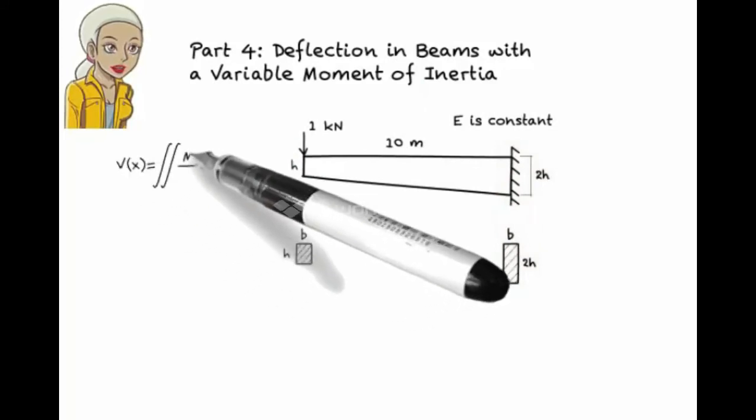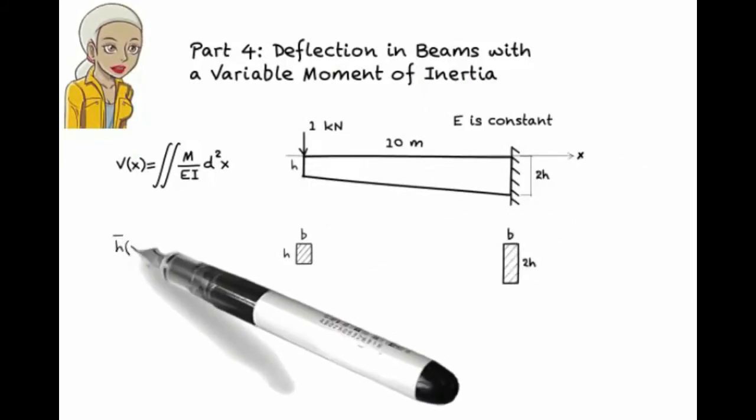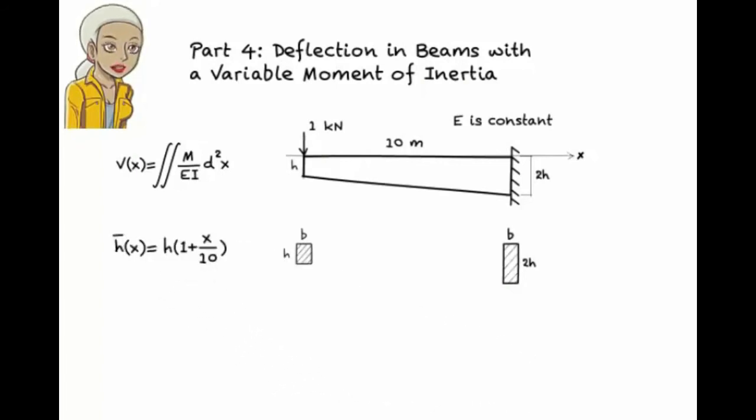We know the general equation for deflection, but here moment of inertia I cannot be treated as a constant as it varies with x. So we need to write I as a function of x before we can integrate M over EI. Let's start by defining a height function. I call it h bar. h bar(x) equals h times (1 plus x over 10). This is a linear function which should give us h when x is 0 and 2h when x is 10.